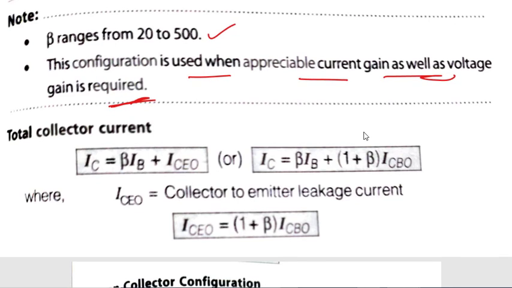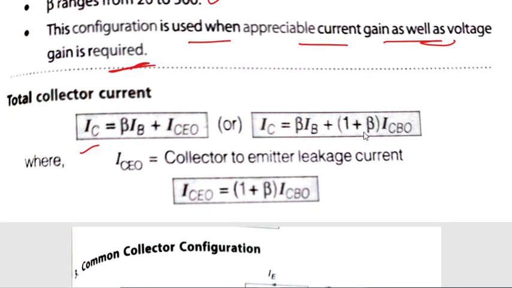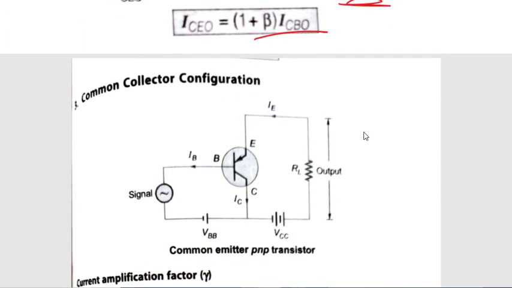So total collector current is given as IC is equal to beta times IB plus ICEO. ICEO you can write as 1 plus beta times ICBO. ICEO is the collector to emitter leakage current. Remember.